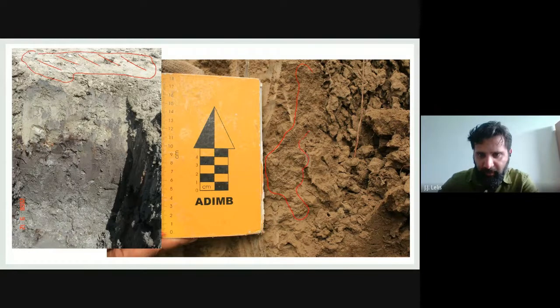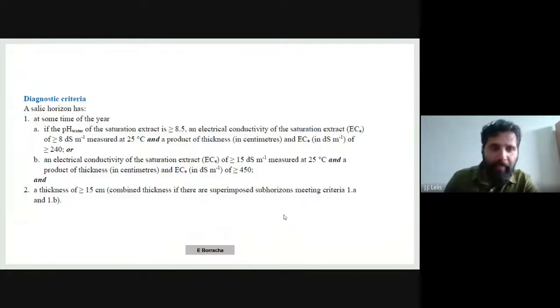Okay, these white dots show us a concentration of salts in the soil, and form a salt horizon, the salic horizon. The salic horizon should present a high pH, because the high content of salts increases the pH, so it should present at least 8.5. It's a very high pH, an alkaline pH.